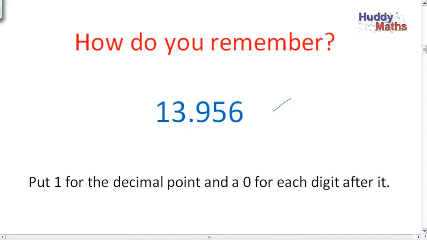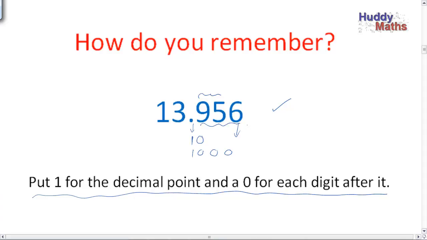How do you remember what all these things are? Put 1 for the decimal point and a 0 for each digit after it. So here we are, let's do the 9. Call that 1, so that's 9 tenths. Do the 5. 1, 0, 0. 5 is hundredths. So you would have 95 hundredths, because 9 is tenths, and there are 10 tens and 100, so there'd be 95 hundredths. And out here at the 6, that would be thousandths, so there'd be 956 thousandths.